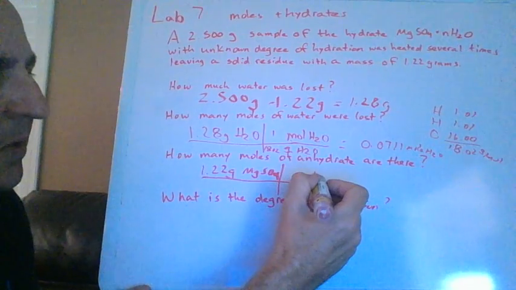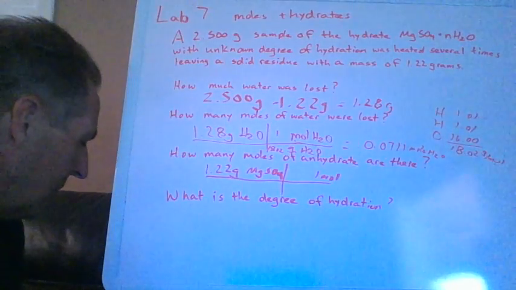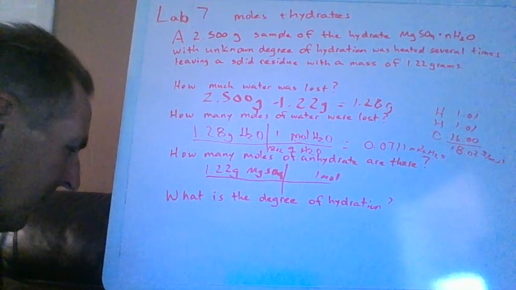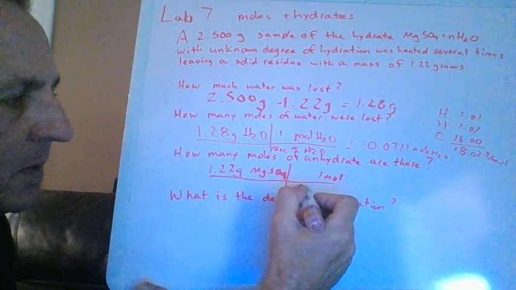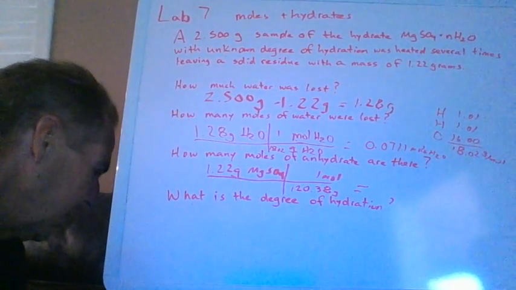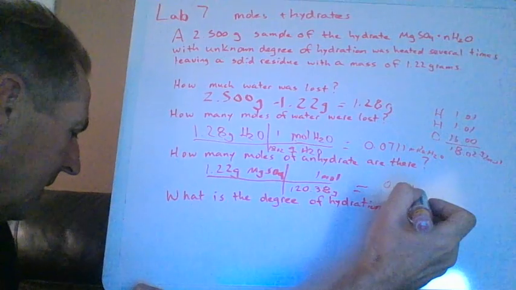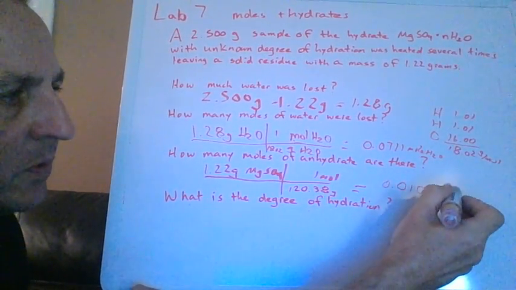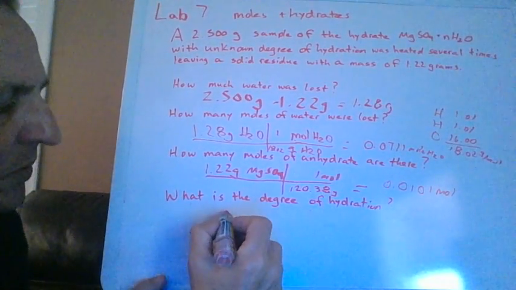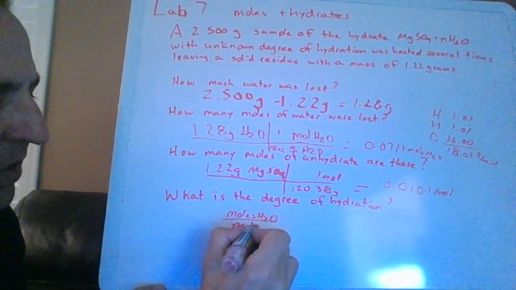And we want moles, so we need to know how much 1 mole of it weighs. We'd do the same thing that we did for water. We'd add the weight of a magnesium, a sulfur, and 4 oxygen, and we would get a molar mass of about 120.38 grams per mole. So we divide our 1.22 by our 120.38 and get a number that's about 0.0101 moles of anhydride. So what is the degree of hydration? What we want to do is find the ratio of moles of water to moles of anhydride.